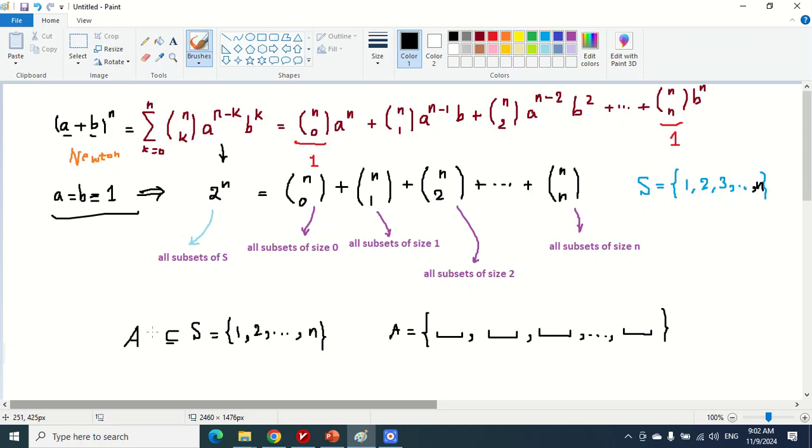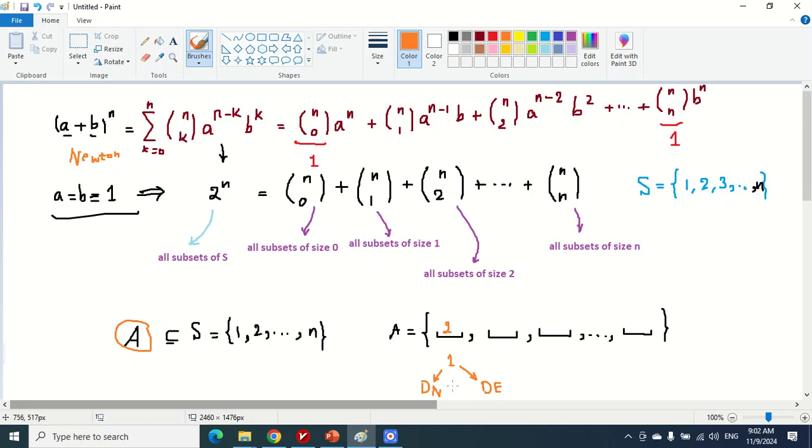Indeed, if A is a subset of S, and S is determined by 1, 2 up to n, with some small techniques you can find all subsets of S. If A is a subset of S, as I said, there are 2 cases for the number 1. If I just consider the number 1, there are 2 cases: one, it does exist in a subset, or it does not exist inside of that subset. There are 2 possible situations over here.